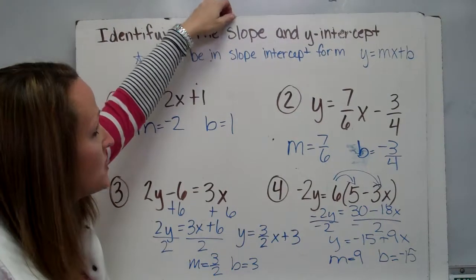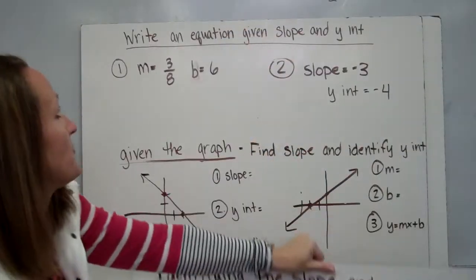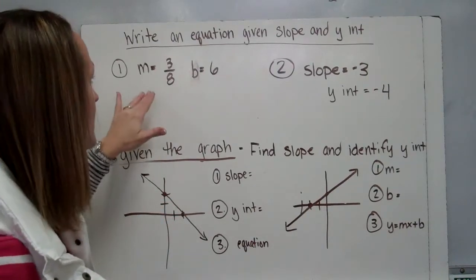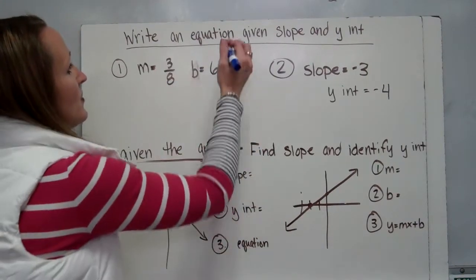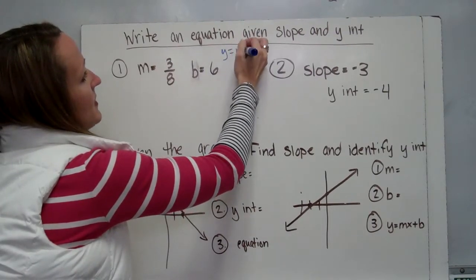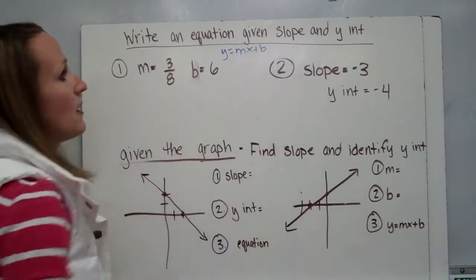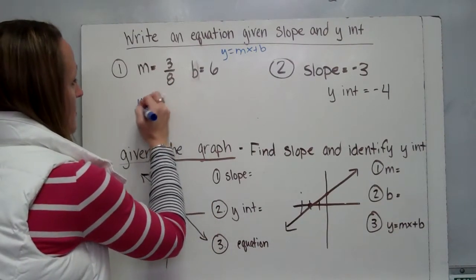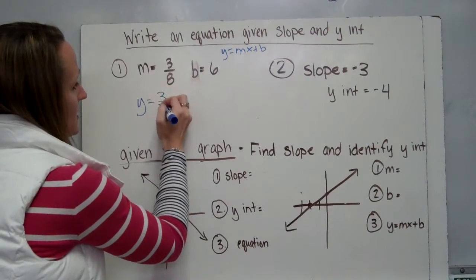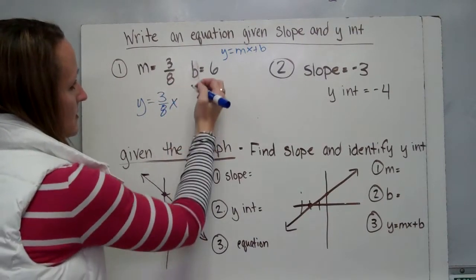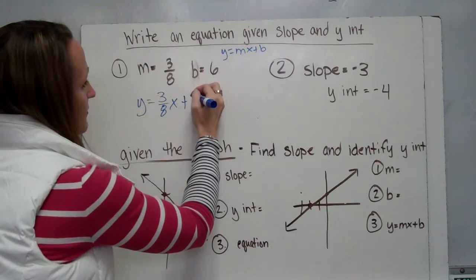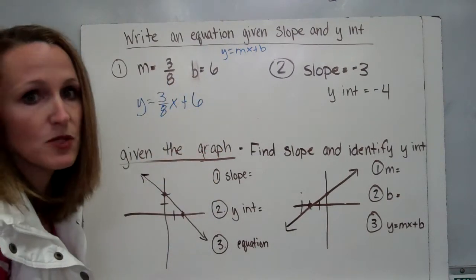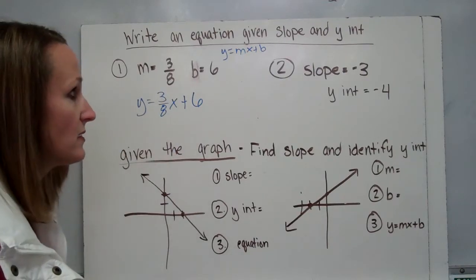Okay, so what else can we do with slope-intercept form? Well, we can write an equation if we're given the slope and the intercept. So here, if I'm given my m and my b, remember slope-intercept form is y equals mx plus b, I can write the equation of this line. So all I would have to do is take it and say, okay, y equals 3/8x plus 6. Now, my slope and my y-intercept are in an equation. I can take this and graph it.